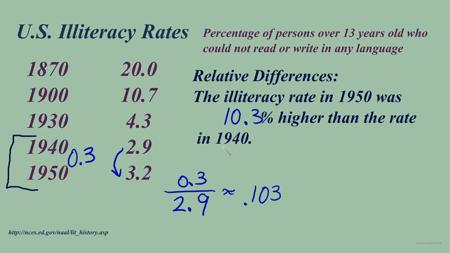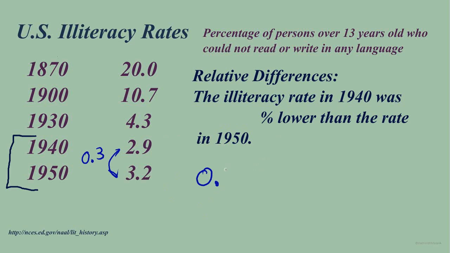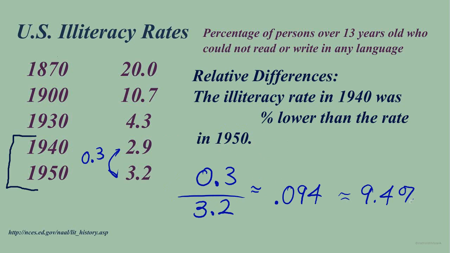And we could change our reference value from 1940 to 1950. Now we're comparing this 0.3% difference to the rate from 1950, 3.2. And it's about 9.4%. So using the rate from 1950 as the reference value, 9.4% of that was the decrease to get to what it was in 1940. The illiteracy rate in 1940 was a 9.4% decrease compared to the rate in 1950.